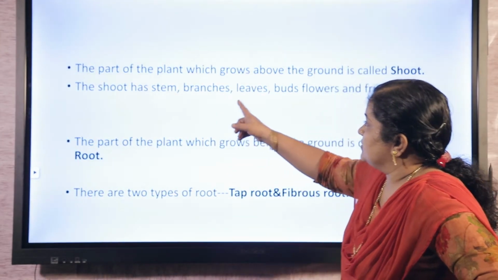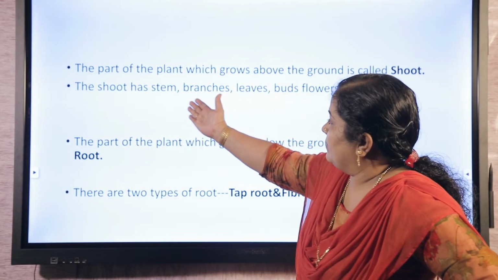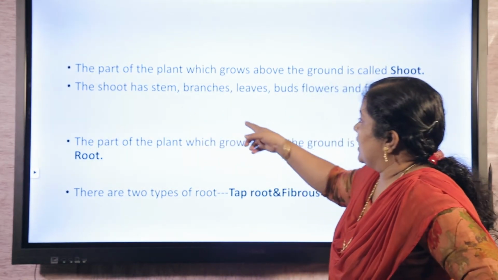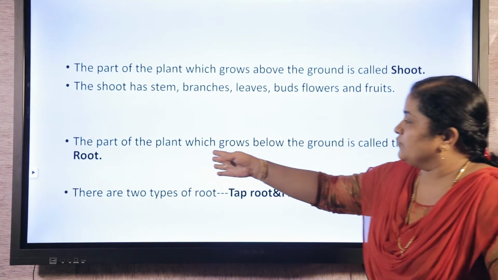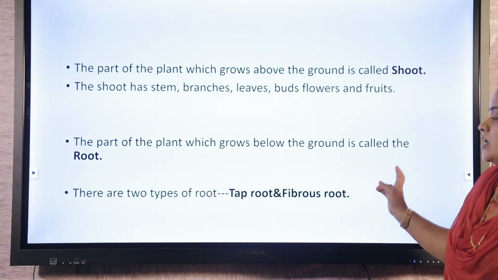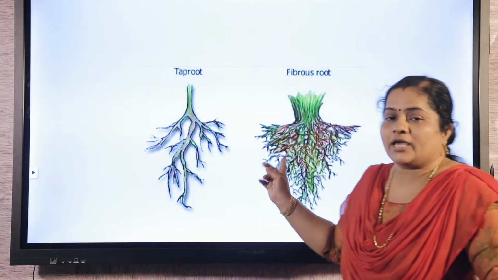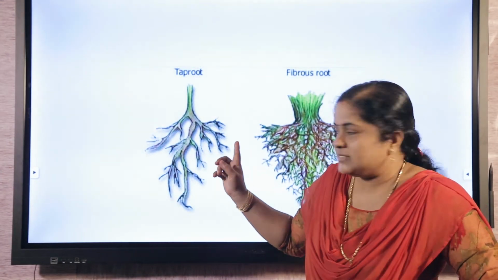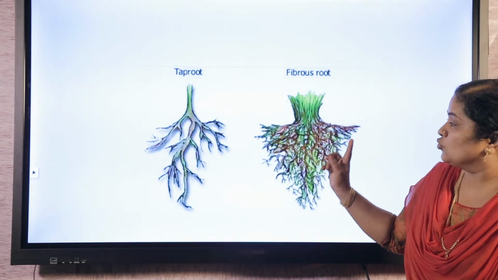The part of the plant above the ground is the shoot. The shoot may have stem, branches, leaves, buds, flowers and fruits. The part of the plant which grows below the ground is called root. There are two types of roots. Let us discuss the two types of roots. Children, listen here. These are the two different types of roots.